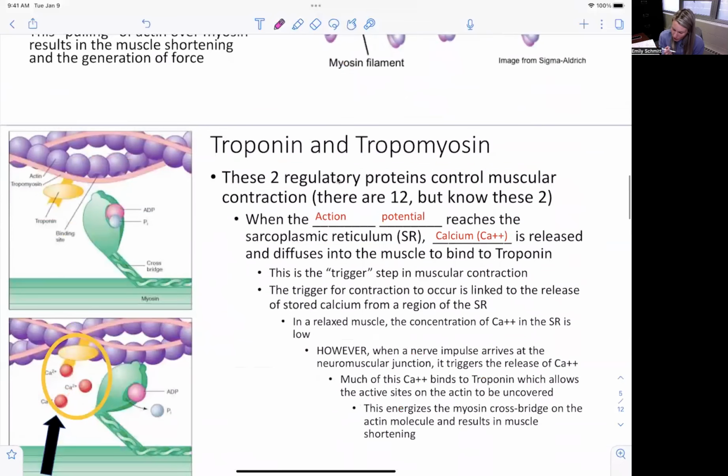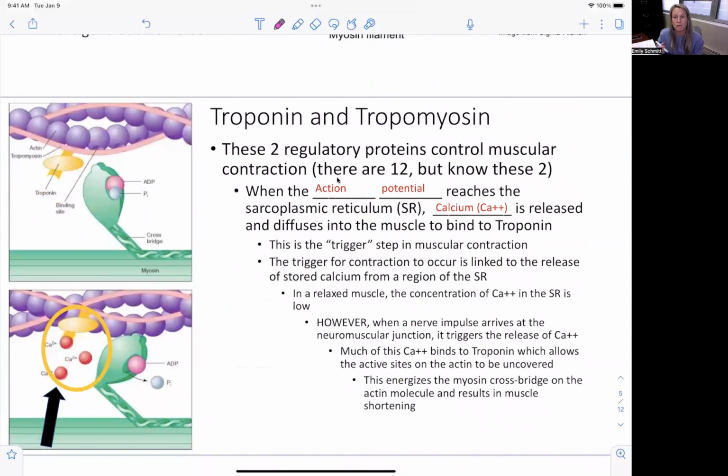We know troponin and tropomyosin are two regulatory proteins that control muscular contraction. We know about 12, but really these two are the most important. When this action potential reaches the sarcoplasmic reticulum, remember that's where the calcium is stored and then released. The calcium diffuses into the muscle and binds to troponin. This is the trigger step in muscular contraction.